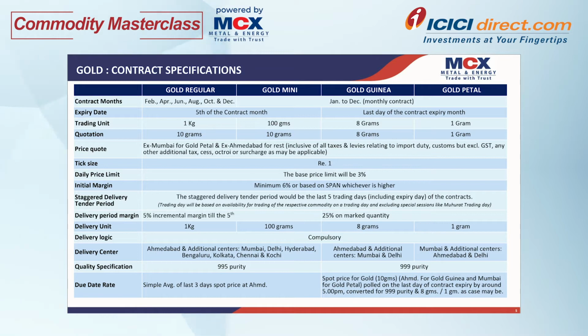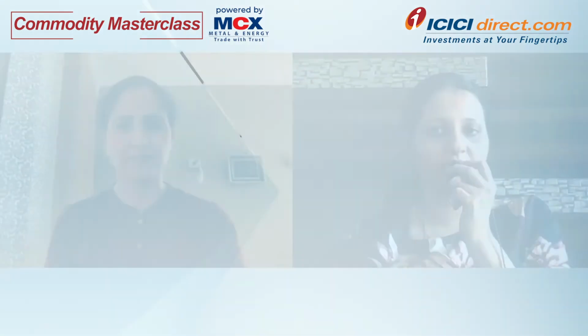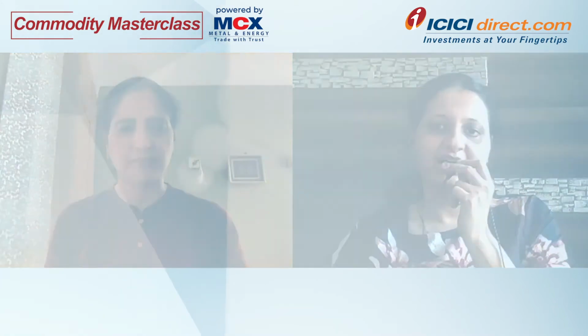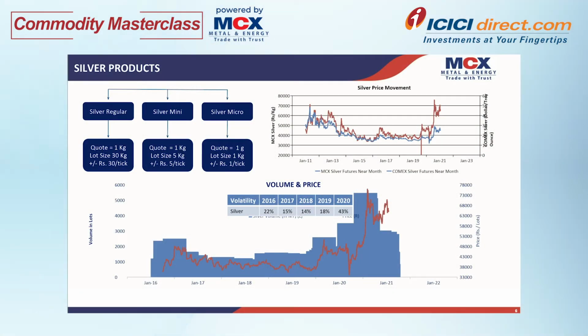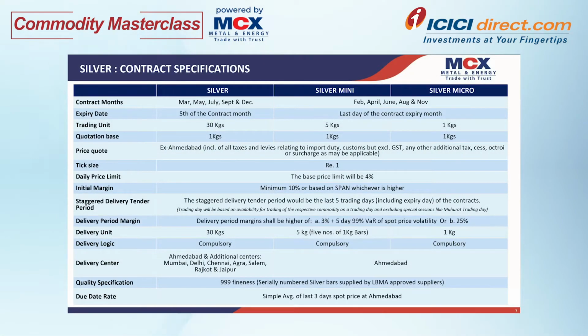Similarly, there is the 100-gram gold mini contract, and gold guinea. You can even take 8-gram gold on MCX and book its price, as well as gold petal, which is a 1-gram contract. We've seen many people, especially housewives and ladies, getting attracted to this gold petal product, where they accumulate 1-gram coins and finally get delivery of even as small as a 1-gram gold coin. These are the products as far as gold is concerned. For silver, we have silver 30 kg, silver mini 5 kg, and silver micro 1 kg. So we even have a kilobar of silver getting delivered on the exchange. These are the various denominations in which a person can trade or even hedge a position on MCX.